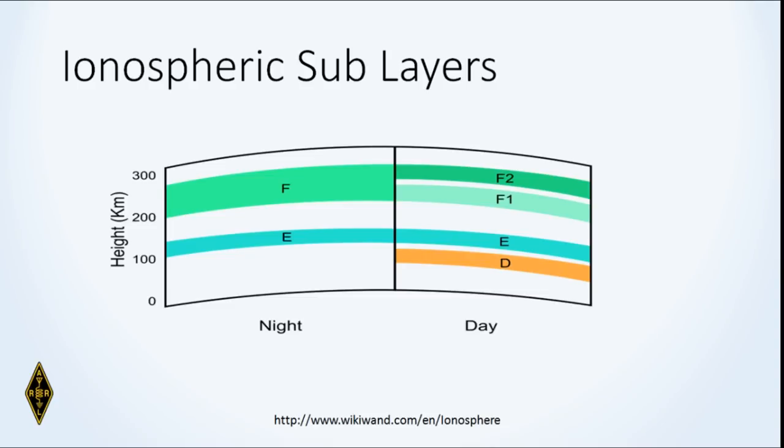Here's another look at the layers. During the day, you have the D, the E, the F1, and the F2. At night, you have a little bit of the E, but more of the F layer, the highest layer. And because it's the highest, it'll actually send radio waves the farthest, just due to the geometry.